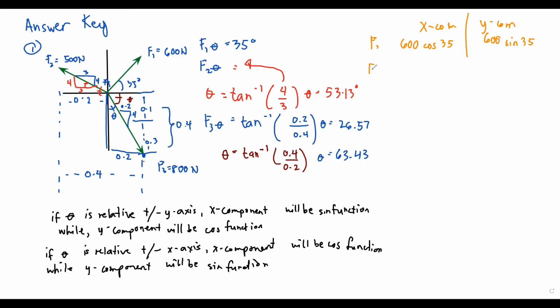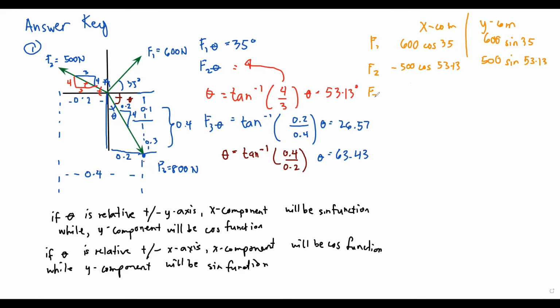So, F2, as I said, is in quadrant 2. So, the x component is negative, while the y component is positive. So it becomes negative 500 cosine of this angle, 53.13, and then positive, cosine, I mean sine, 500 sine 53.13.